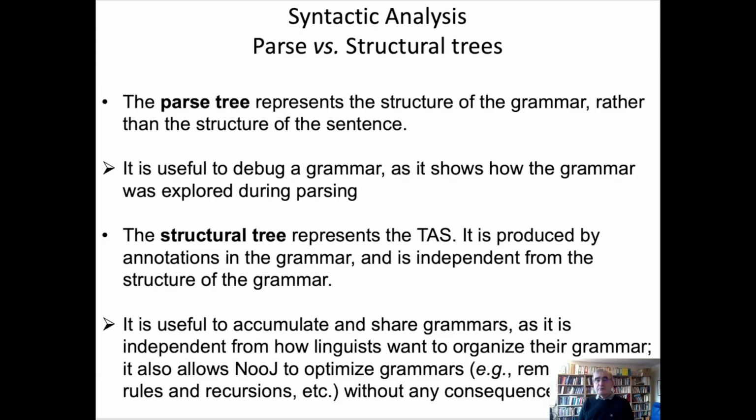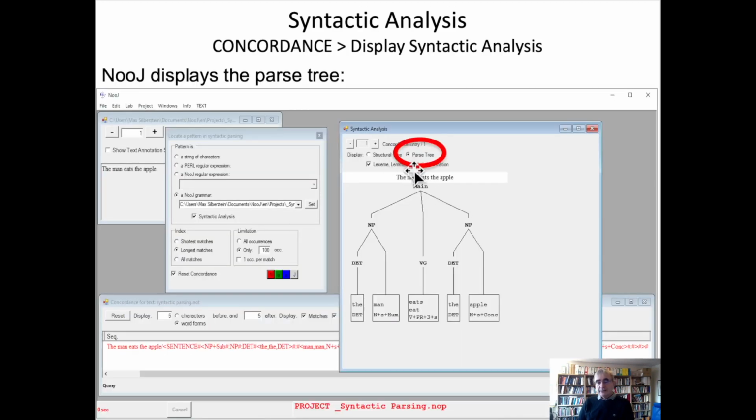So what is the difference between these two trees? The parse tree represents the structure of the grammar rather than the structure of the sentence. So it's very useful to debug a grammar because it shows how the grammar was explored during the parsing, how it was used. So for example here, the parse tree shows that the grammar was recognized using the main graph and then inside the NP and then inside the determiner, and it's inside the det graph that the was recognized. It's inside the NP here that the man was recognized, etc.